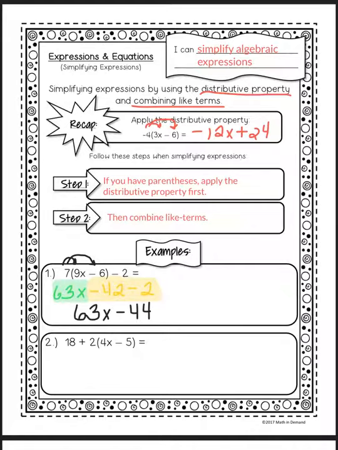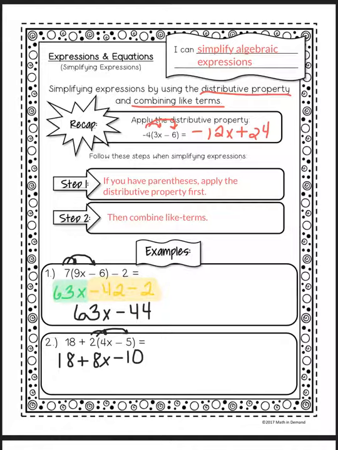Next, I'm going to look at number 2. Again, I see a positive 18 plus, and then I see a 2 in front of parentheses. So I have to start out by multiplying everything inside the parentheses by 2. Right now, I don't need to do anything with the 18, so I write it down. Plus, positive 2 times 4x is positive 8x. Positive 2 times negative 5 is negative 10.